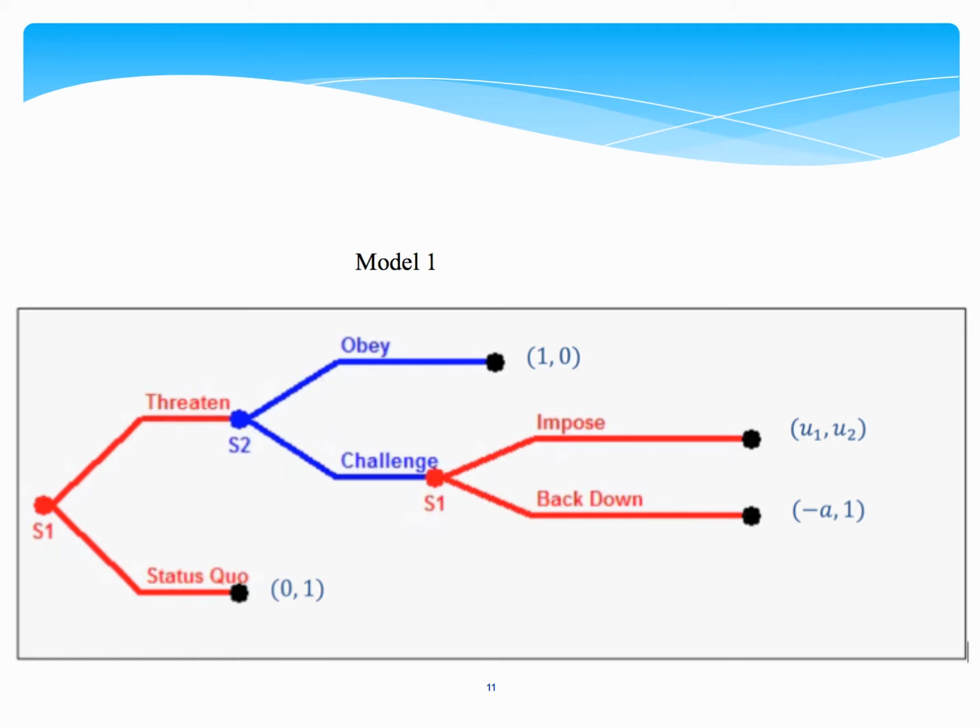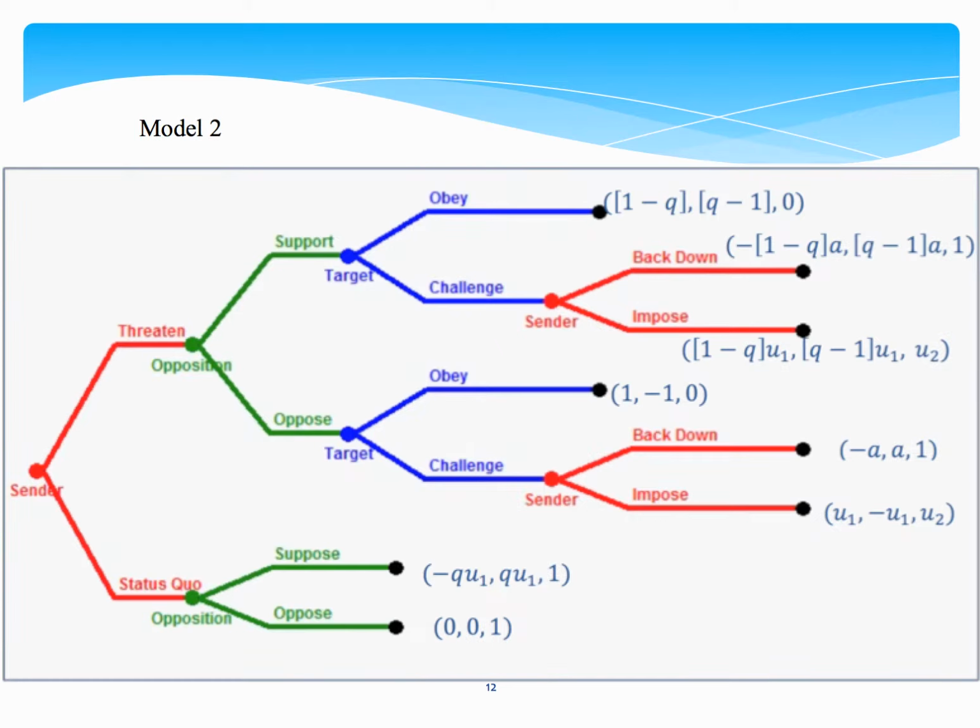And in the second model, I have one more actor, and this is the opposition, the green colors. So first the sender either threatens or chooses the status quo, and then the opposition either supports or opposes the sanctions policy, and then the target either obeys or challenges. And then if the target obeys, the game ends, and if the target challenges, then the sender either backs down or imposes, and then the game ends here.